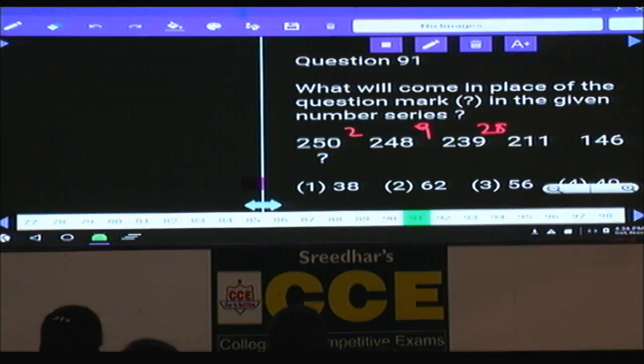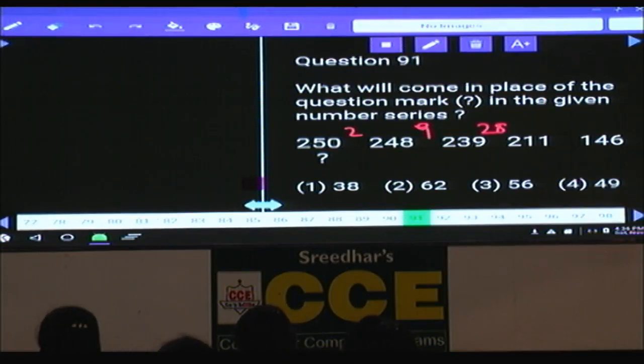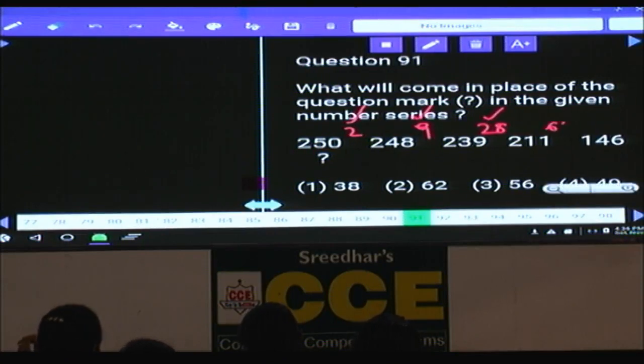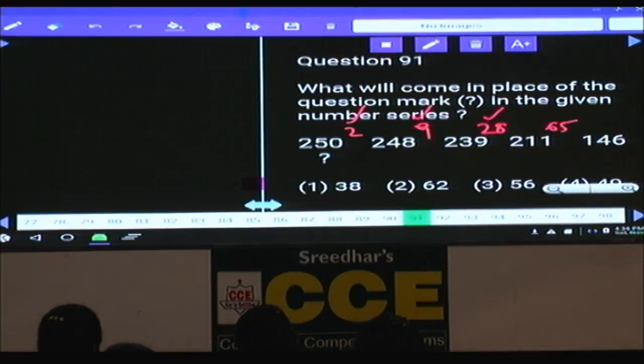As 2, 9, 28, what are these numbers? We discussed this yesterday. 2, 9, 28. 2 can be written as 1 cube plus 1, 9 can be written as 2 cube plus 1, 28 can be written as 3 cube plus 1. Next one 4 cube plus 1 is 65. Next one 5 cube plus 1, that is 126. 146 minus 126, what is your answer here? 20, that is choice 5.